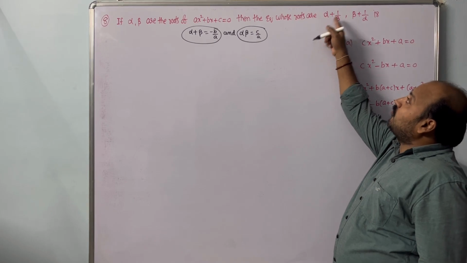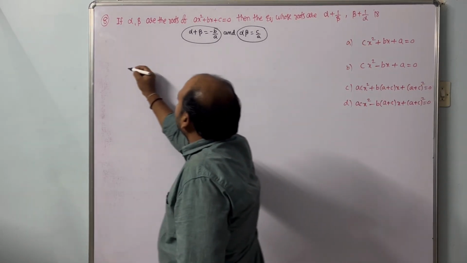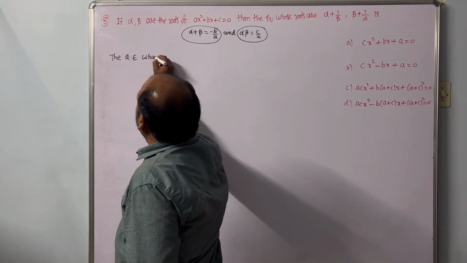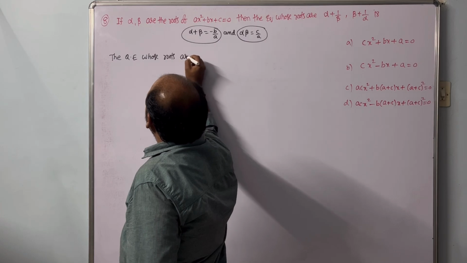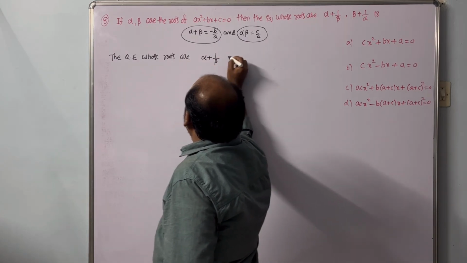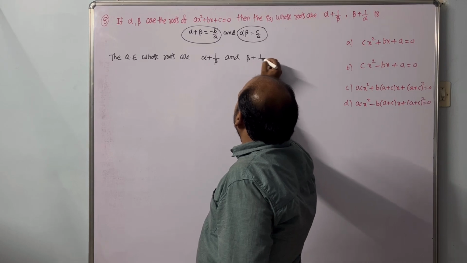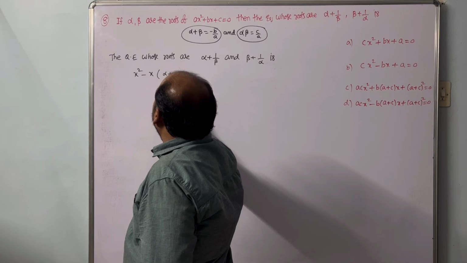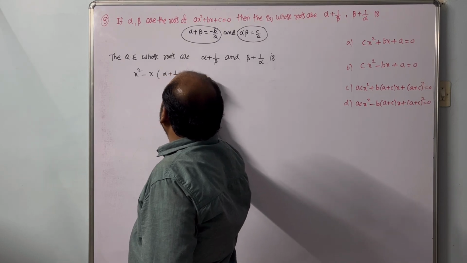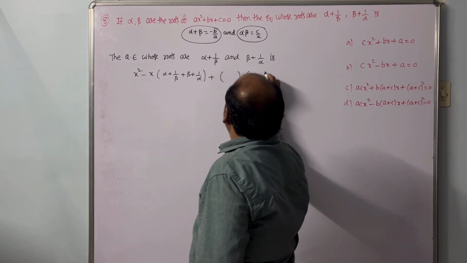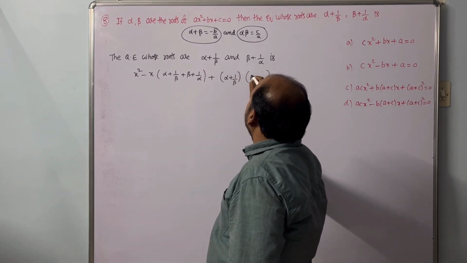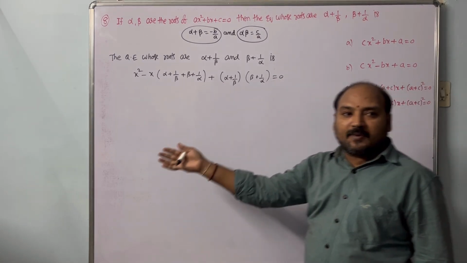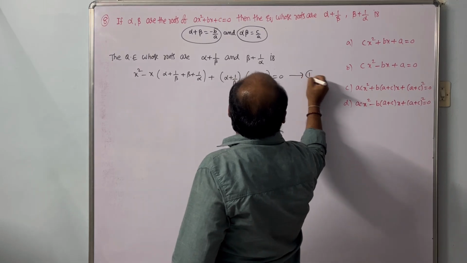quadratic equation whose roots are alpha plus 1 by beta and beta plus 1 by alpha. The quadratic equation whose roots are alpha plus 1 by beta and beta plus 1 by alpha is. So the quadratic equation will become x square minus x into (alpha plus 1 by beta plus beta plus 1 by alpha) plus product of these two, dear students, (alpha plus 1 by beta)(beta plus 1 by alpha) equal to 0. Now I am going to simplify this value and this value separately and substitute in the above equation.